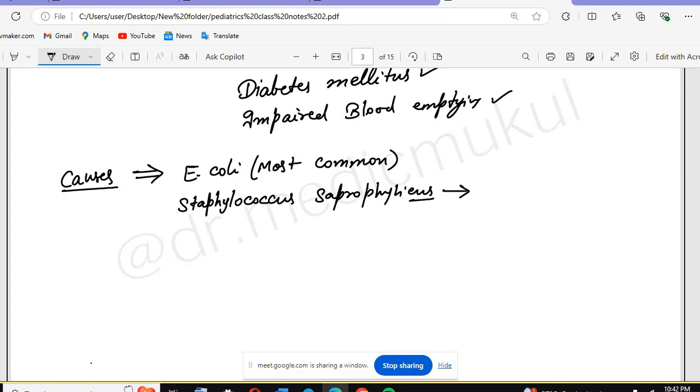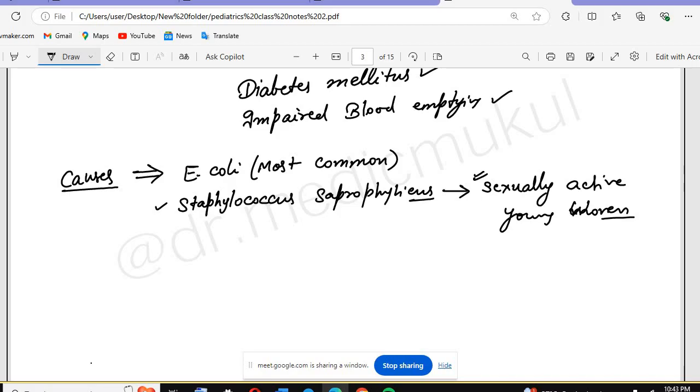This is Staphylococcus saprophyticus. We have seen that sexual intercourse is the risk factor, so this is seen in sexually active young women. But again, if you say E. coli, that is the most common. E. coli is the most common, but Staphylococcus saprophyticus is more common in sexually active young women.